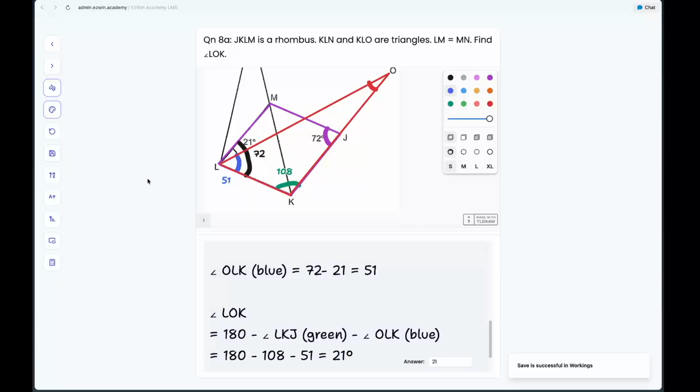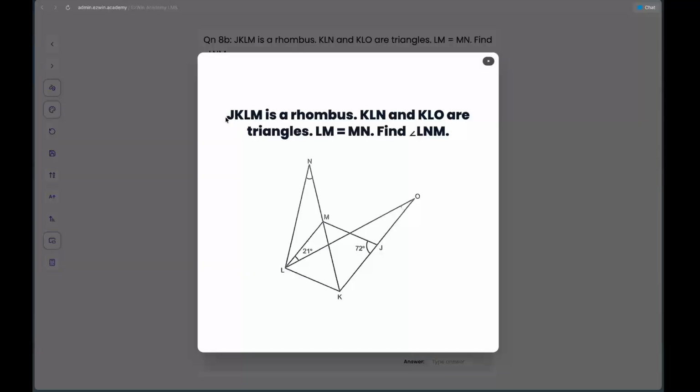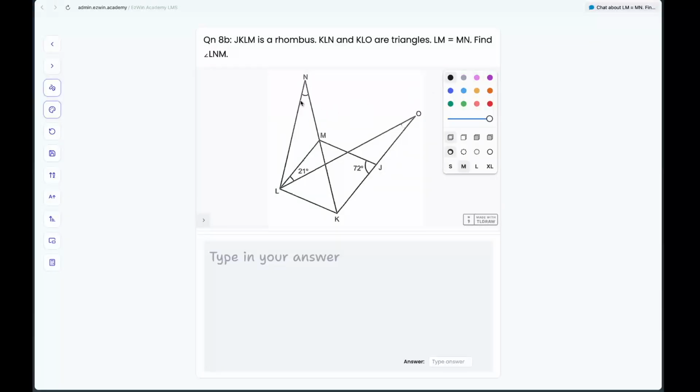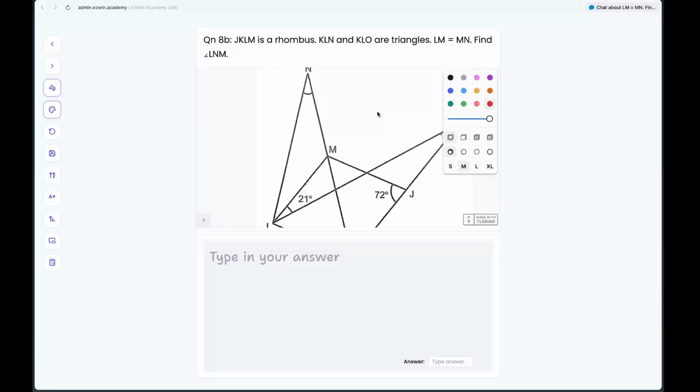Let's move on to part B. So question 8, part B. JKLM is a rhombus. KLN and KLO are triangles. LM is equal to MN. Find angle LNM. So what is angle LNM? It is this angle over here in red.